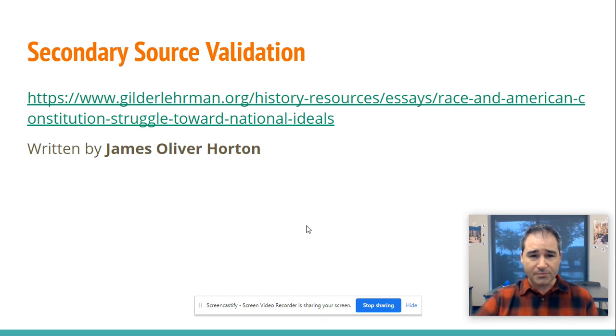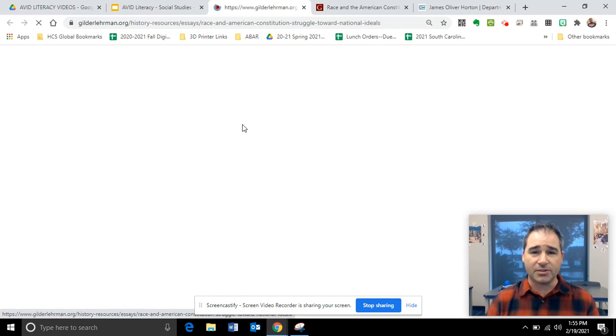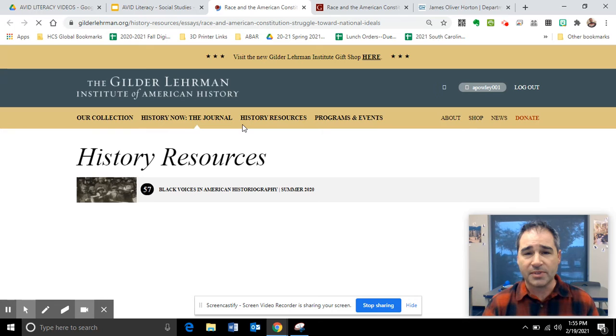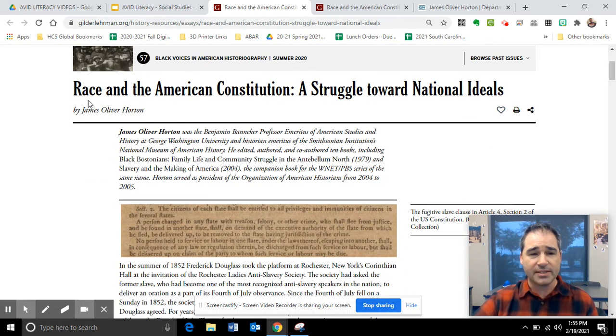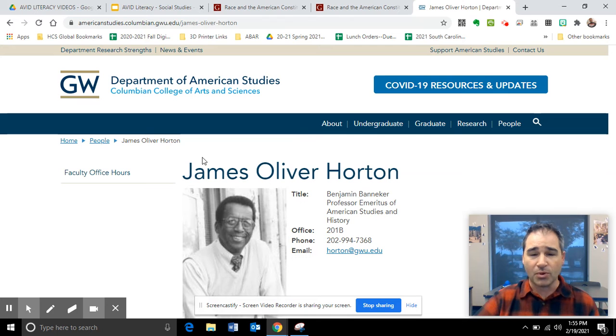For example, there is a database called the Gilder-Lehrman database, and this is an interesting article from there that is an example I want to use. So we can see this article is called Race in the American Constitution, A Struggle Towards National Ideas, and it's written by James Oliver Horton. Now, one thing that we can do is simply Google the author's name, and the first thing that comes up with James Oliver Horton, and we would obviously use additional sources for this, but just as a quick example, this is from the Columbia College of Arts and Sciences, so it's a pretty reputable organization.